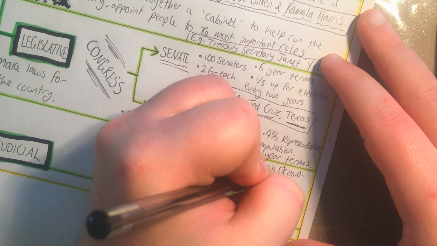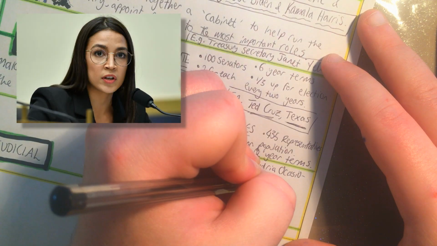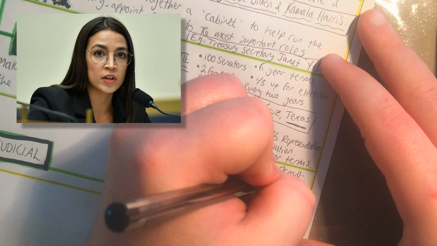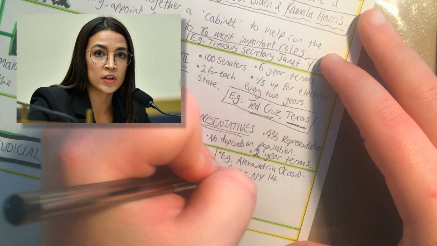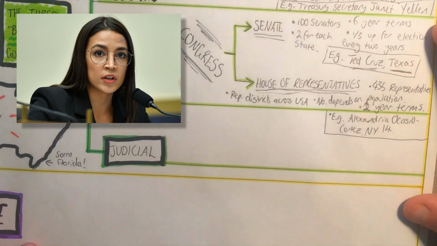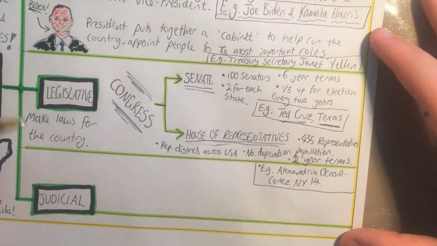As an example for the legislative in the House of Representatives, Alexandria Ocasio-Cortez, or AOC as she's often known, is an example of a representative, and she represents the 14th District of New York. So New York has, again, lots of representatives.